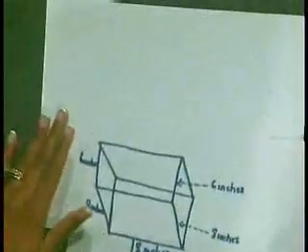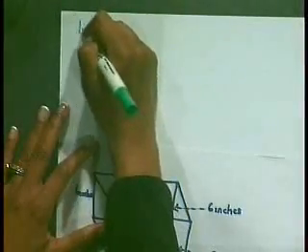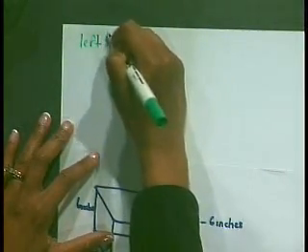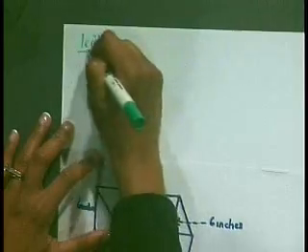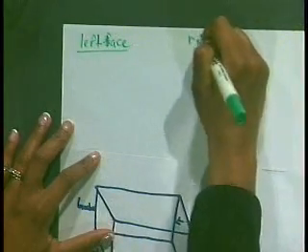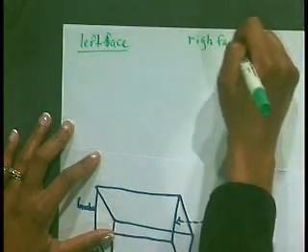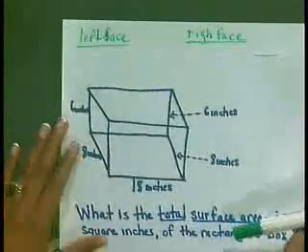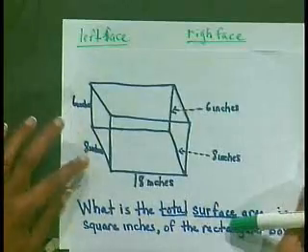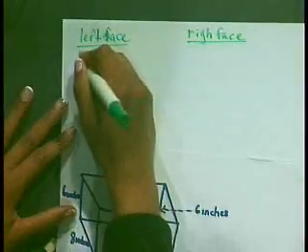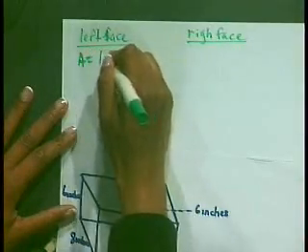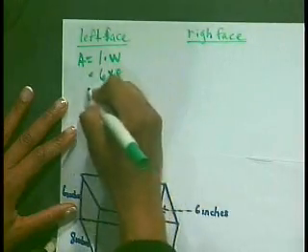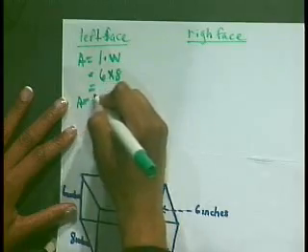So let's find first the left side, or the left face. Let's say the left face. Okay. And the right face. If we go back to our diagram again, the length times the width was 6 times 8. So if we multiply area equals length times width, we multiply 6 times 8, we get area equals 48.